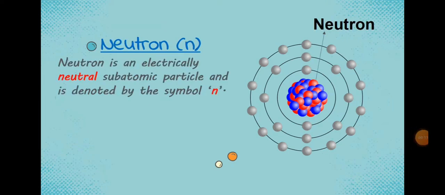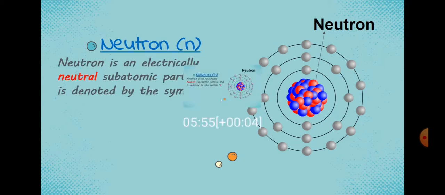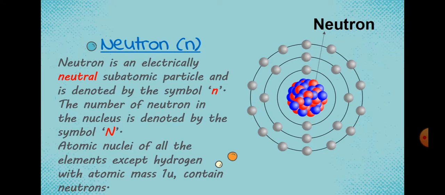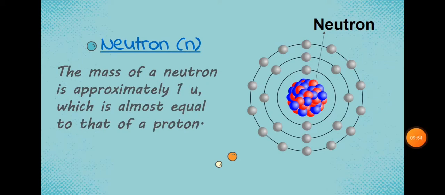Now the next is neutrons. A neutron is electrically neutral, meaning it is neither positive nor negative. It is denoted by the symbol n, and the number of neutrons in the nucleus is denoted by capital N. As we saw, the number of protons is denoted by Z, but here it is capital N. Don't get confused: neutron is denoted by small n and the total number of neutrons by capital N. The mass of a neutron is approximately 1 Dalton, that is 1 u, which is the same as a proton.